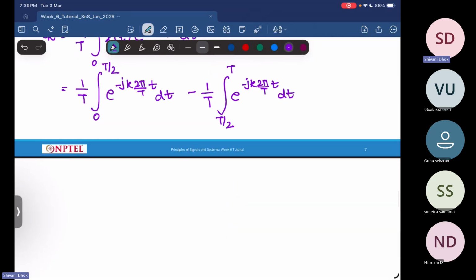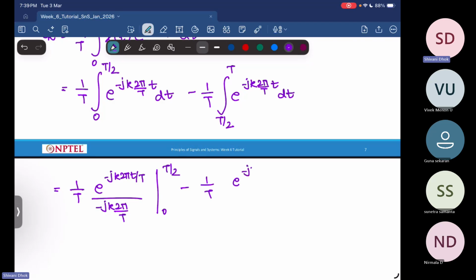So this is equal to the first integral 1 by T into e power minus j k 2 pi little t by capital T upon minus j k 2 pi by T from 0 to T by 2, minus 1 by T into we have e power minus j k 2 pi by T little t by minus j k 2 pi by capital T from T by 2 to T. So this T gets cancelled.